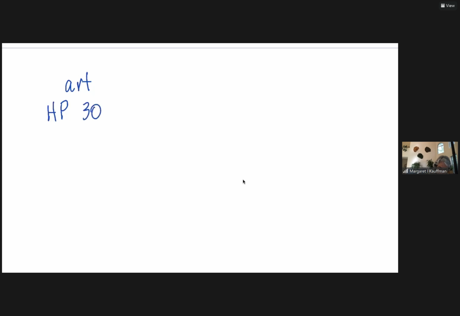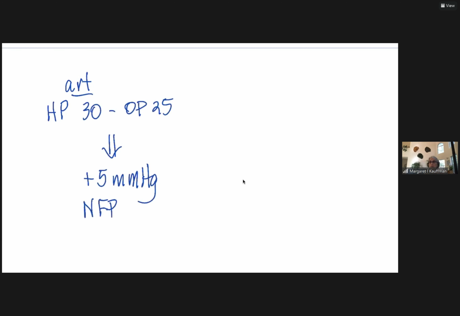So then their osmotic pressure is the same on the arterial end at 25, and what's going to go out is going to then only be 5 millimeters of mercury net filtration pressure. Are we okay?